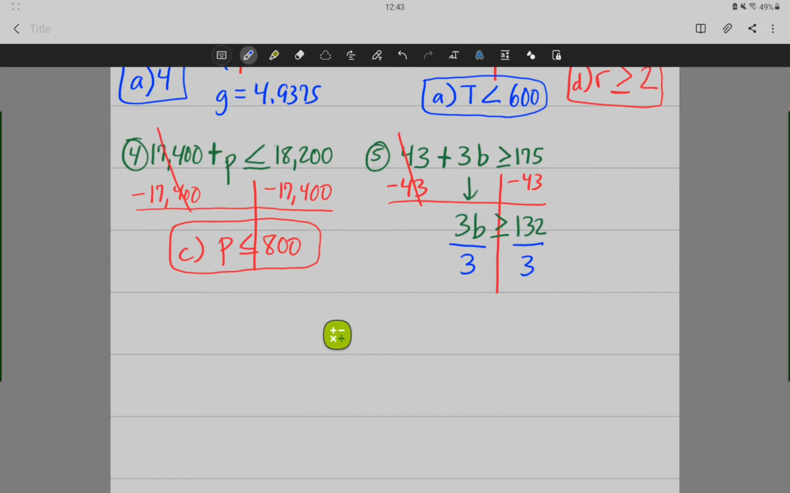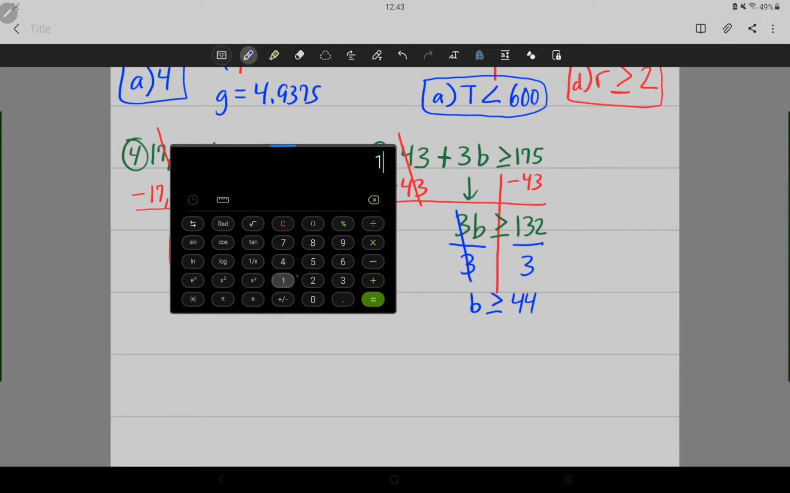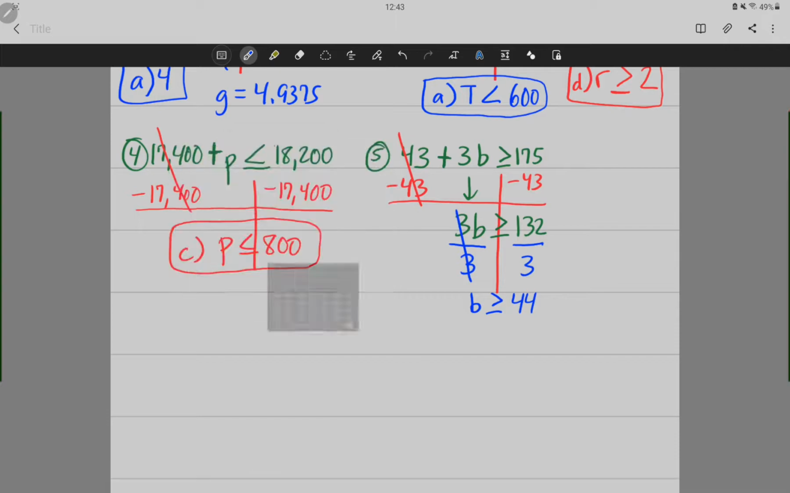So 3 divided by itself is 1. Let's cancel that. Bring down b and our greater than or equal to symbol. And 132 divided by 3 is 44. Let's just double check. 132 divided by 3. Yep, 44. So B is greater than or equal to $44. So that's choice D. So each blouse costs at least $44.